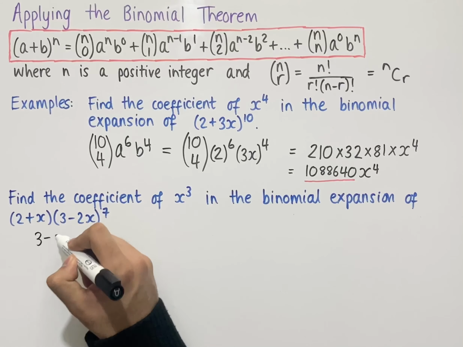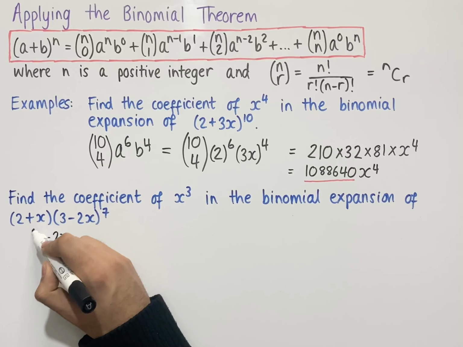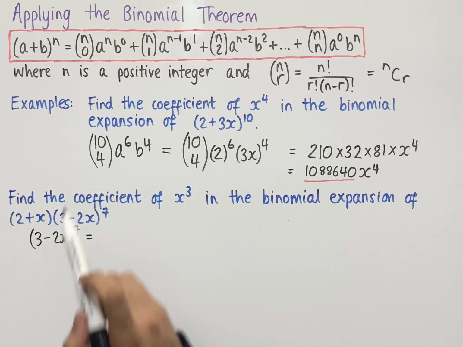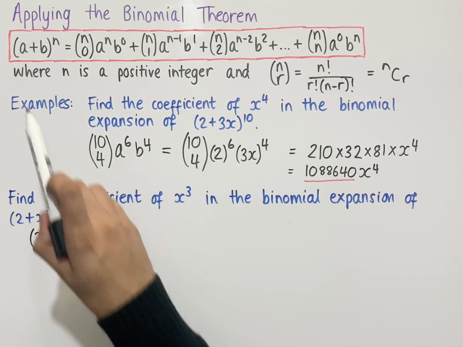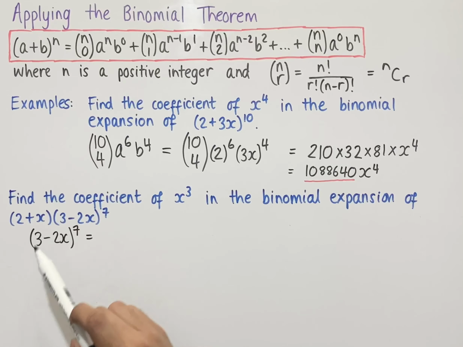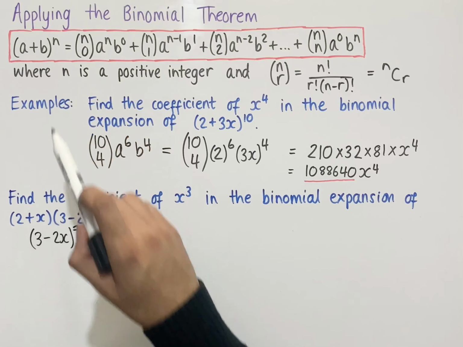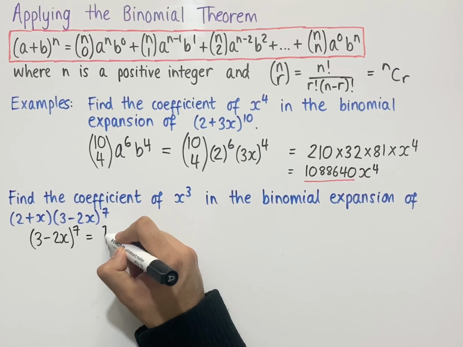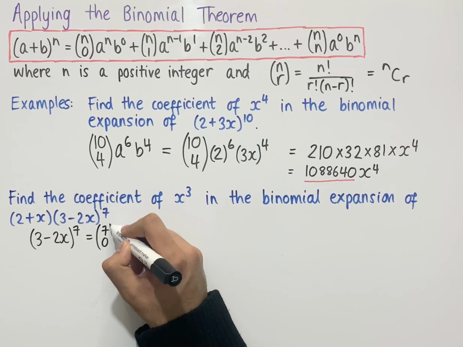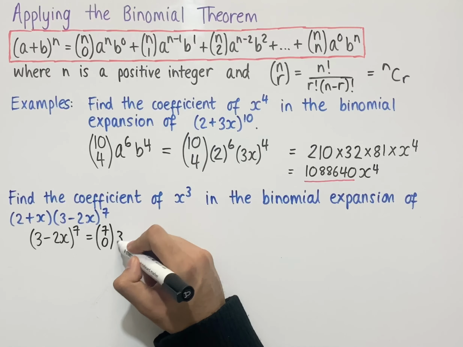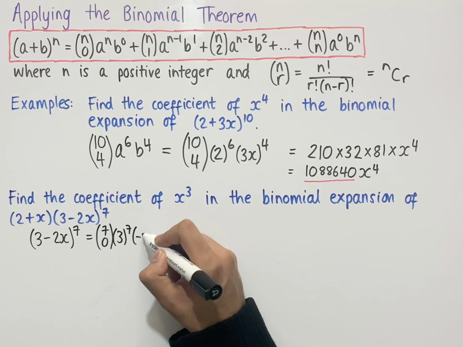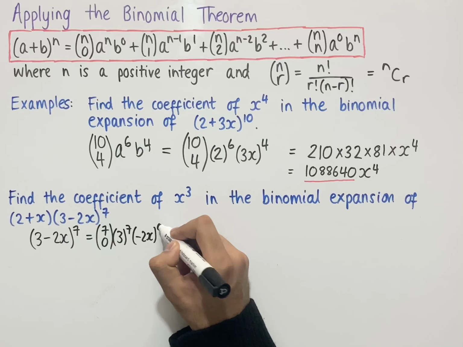So (3 − 2x)^7 can be written as the following using the binomial theorem. a in our case is equal to 3, b in our case is equal to −2x, and n in our case is equal to 7. So using the binomial theorem, we have 7 choose 0 multiplied with 3 to the power of 7 multiplied with (−2x) to the power of 0.